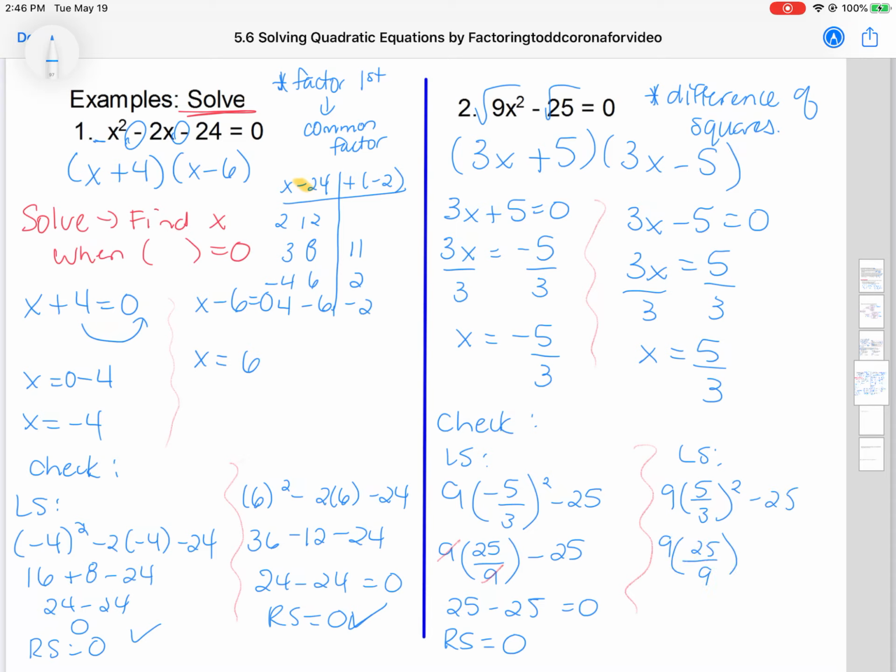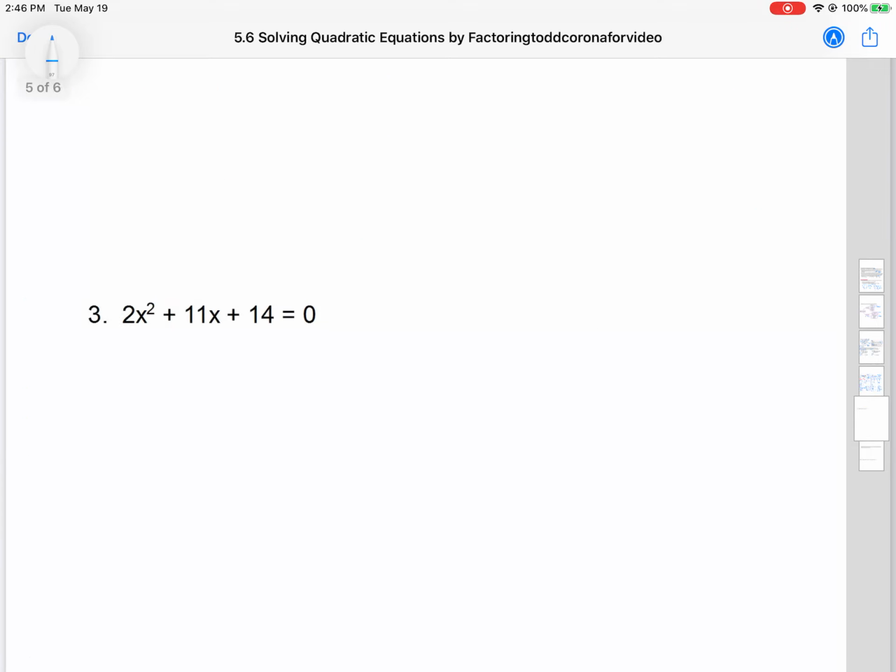Now, this should work the same. Which it does. Okay, not too bad.